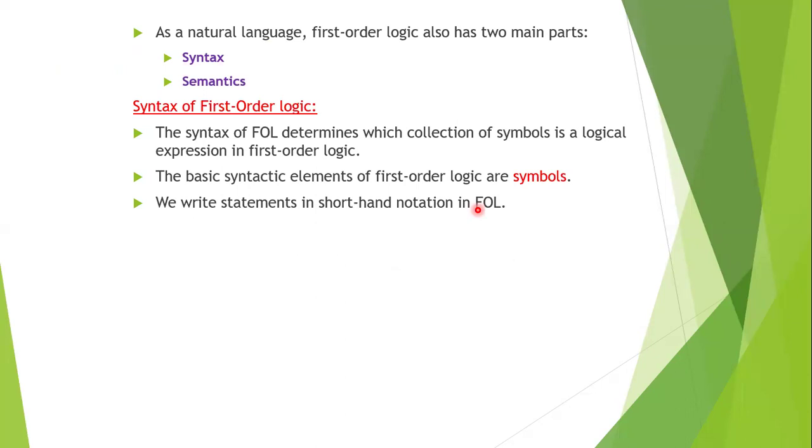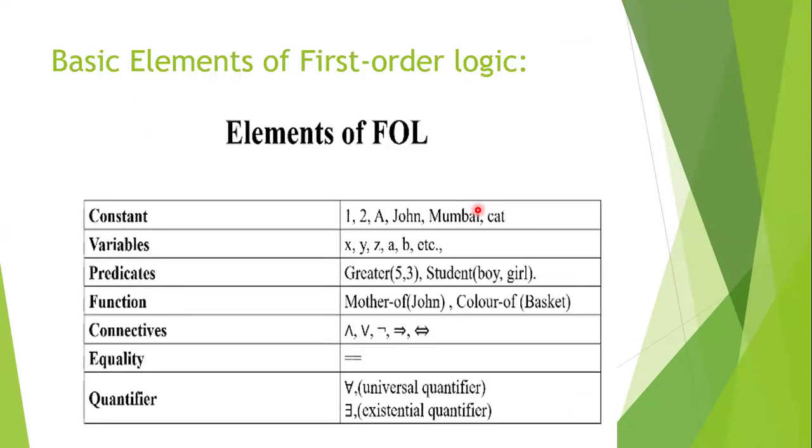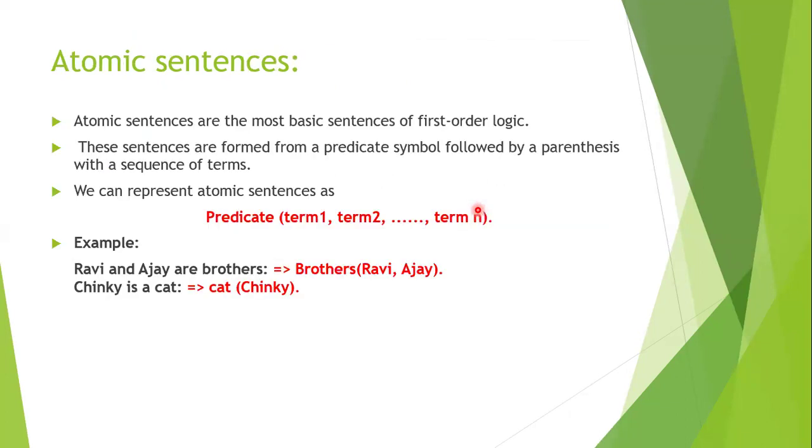So it's actually a natural language. We have syntax and semantics. Syntax is how the statement is going to be framed. The syntax of first order logic determines which collection of symbols form a logical expression in first order logic. Some examples of basic elements: constants, where I can use names, numbers or alphabets. Variables, where the values are going to vary. Predicates, functions, connectives, equality, and quantifiers.